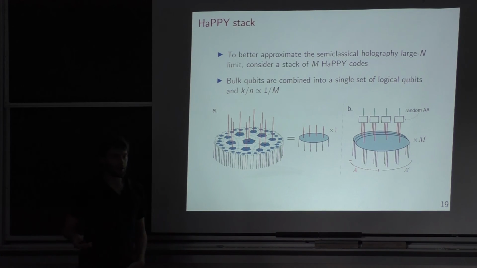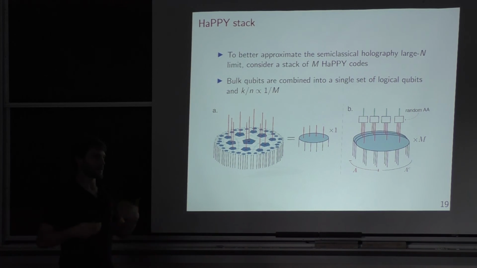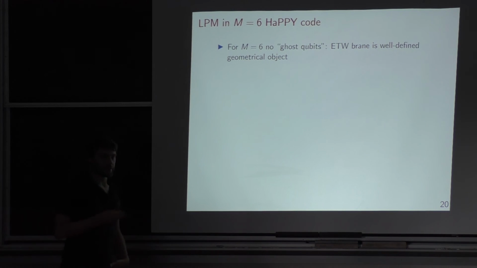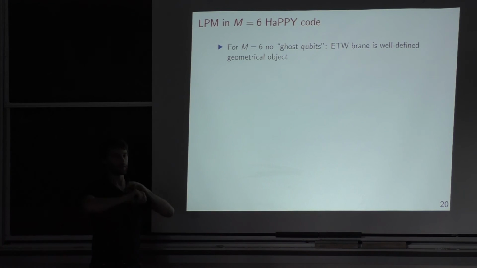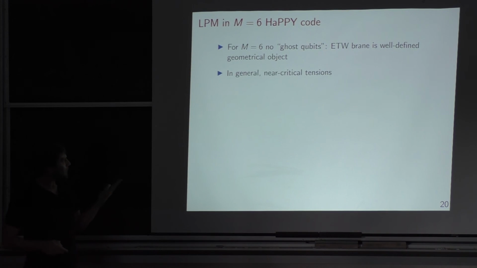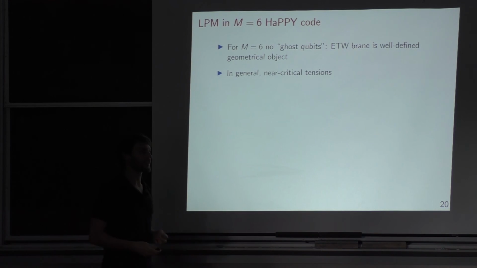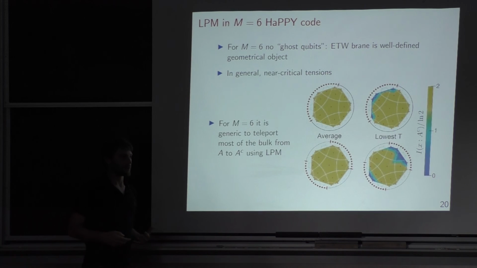So if you want the large n limit on the boundary, this corresponds to having a large m limit, where you have many stacks. So we studied this setup as well. We considered m equals 6, which is still numerically doable. And we saw that, in fact, these ghost qubits disappear. So if you erase them, meaning that you have 0 mutual information between bulk and boundary, you also have 0 mutual information between bulk and everything else, so boundary plus other bulk qubits. And this works well. What we find is that, in general, the tensions are large. So you're actually always or mostly teleporting all of the bulk when you perform a measurement.